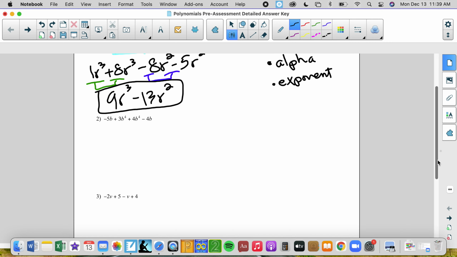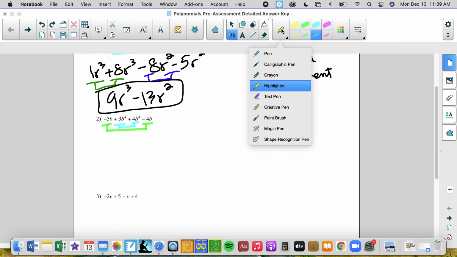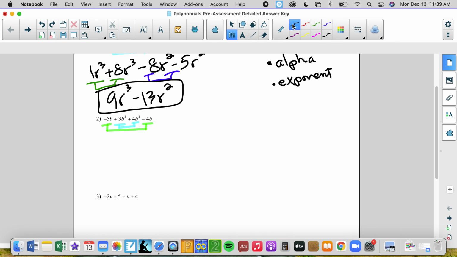Let's try number 2. So let's look for some like terms. We have negative 5b and negative 4b. So we will combine those two. We have 3b to the fourth and 4b to the fourth. We're going to combine their coefficients. Negative 5 and negative 4 makes negative 9b. Positive 3 and positive 4 makes positive 7b to the fourth. Make sure it's in standard form. So we do 7b to the fourth minus 9b.